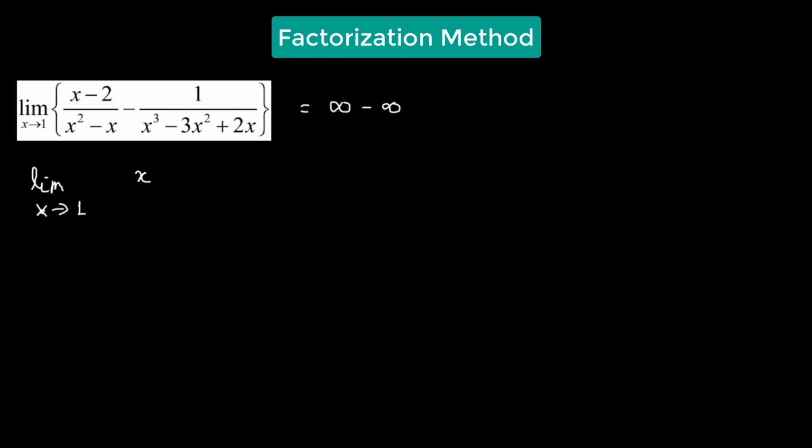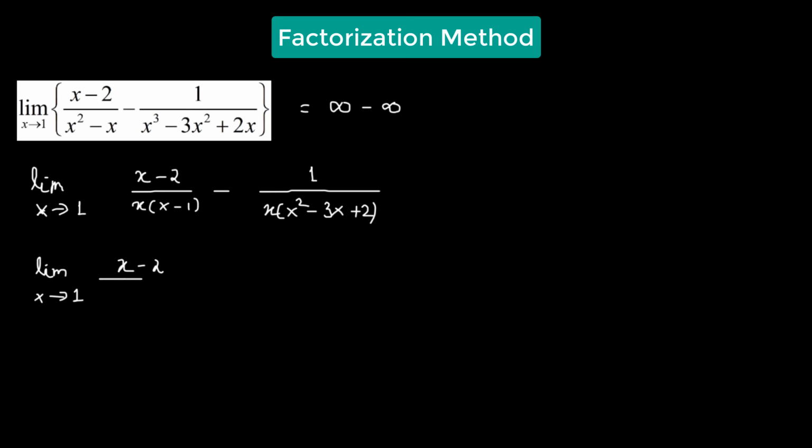So the first term will become x minus 2 divided by, so we have x squared minus x. So we're going to factor out x, and that will leave us with x minus 1, minus 1 over x times x squared minus 3x plus 2. Limit x approaching 1. So we have x minus 2 divided by x times x minus 1, minus 1 over x times, so we're going to factorize x squared minus 3x plus 2. So that will give us x minus 1 times x minus 2.